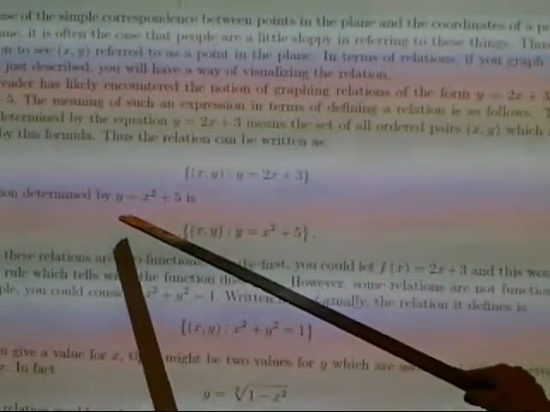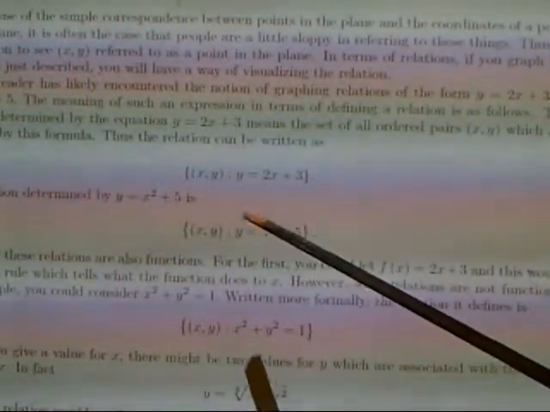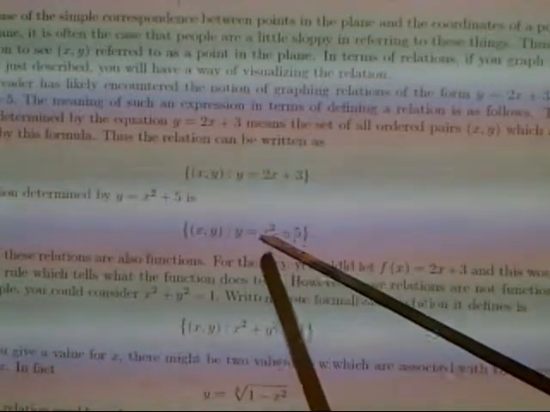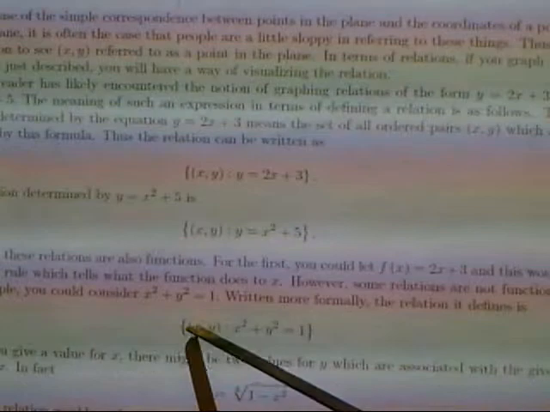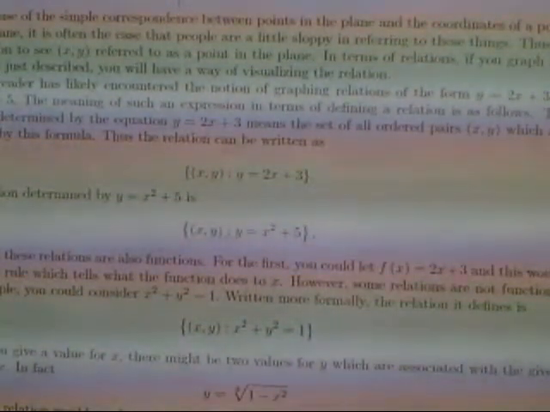So another relation, for example, is y equal to x squared plus 5. In this case, we can write down the function x comma y, and y equal to x squared plus 5. This includes the x and y function. And similarly, you can also represent the function x squared plus y squared equal to 1. In this case, this function includes x and y. Therefore, y equals plus or minus square root of 1 minus x squared.